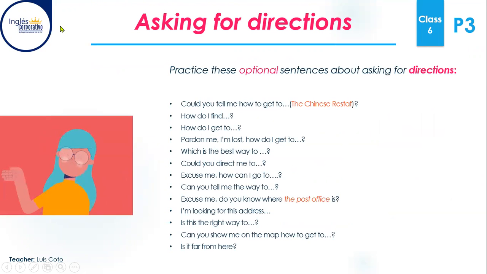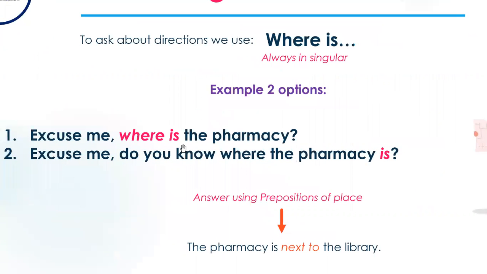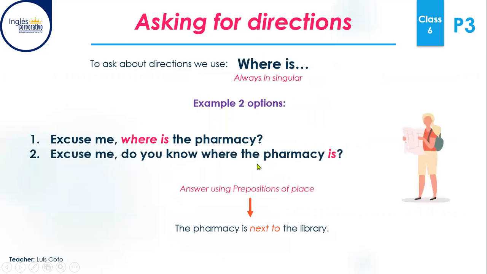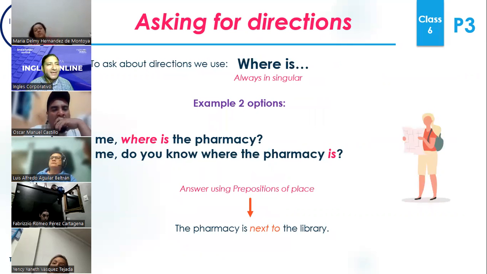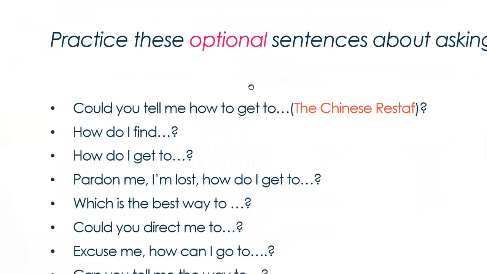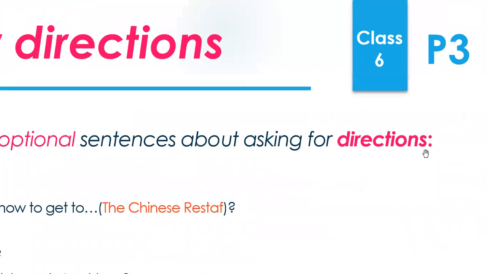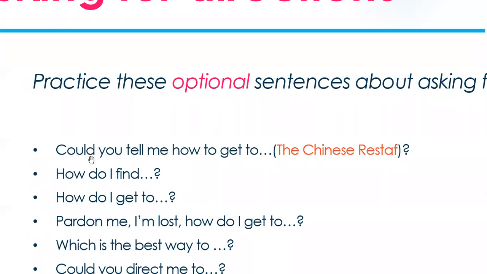Okay. Let's see. When you ask for directions, besides those two options, these ones are the general options. But you have more. Pero hay más opciones. You have more. Okay, let's see. Wendy, hi Wendy, hello. Hi, can you help me with the reading in this part? Practice these optional sentences about asking for directions. Okay, we have more options. Continue with the first one, please.